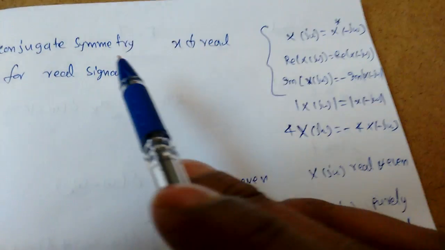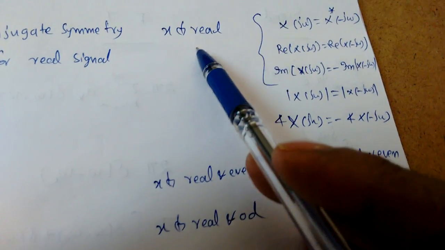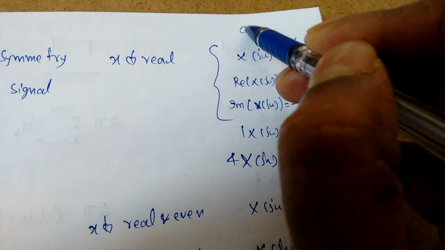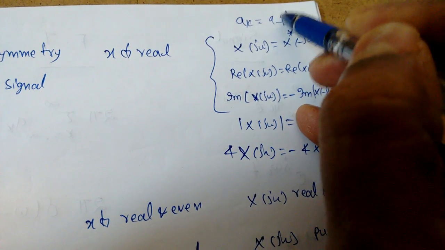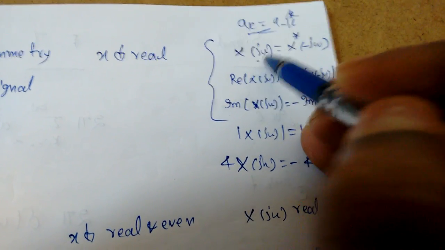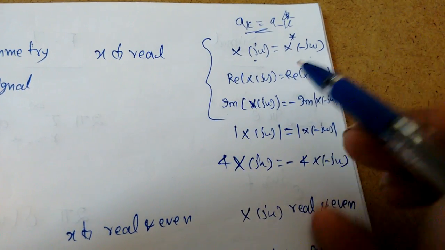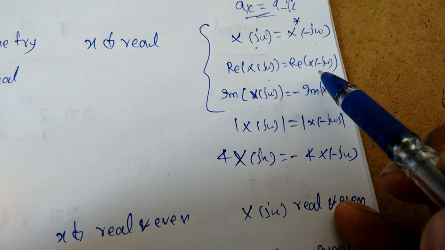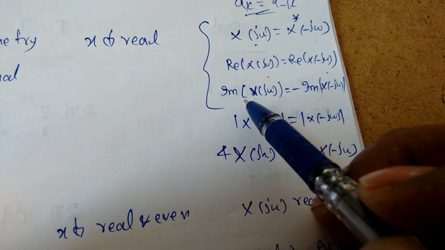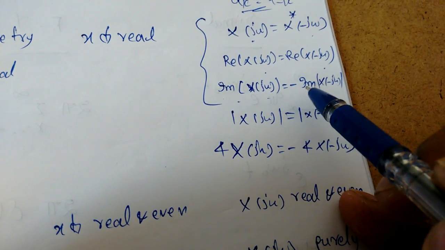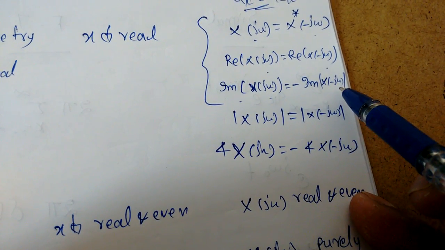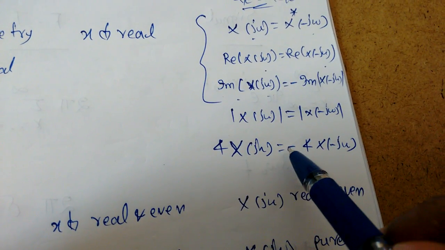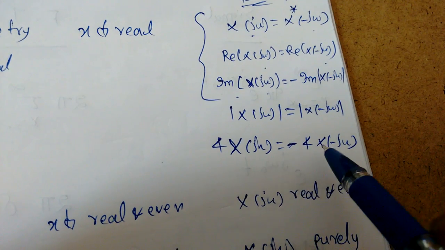Next one is conjugate symmetry for a real signal. That is, if x of t is real, this is also something we have seen in Fourier series. There we got a k is equal to a minus k conjugate. Here x of j omega is equal to x conjugate of minus j omega. That means the real part of x of j omega is equal to the real part of x of minus j omega. If we want the imaginary part, it is minus the imaginary part of x of minus j omega. Magnitude will be the same, but phase will be negative.